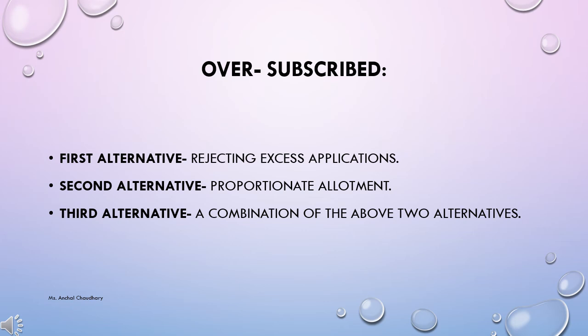Next is the third alternative. It's a combination of both the above alternatives, like some of the application money you are rejecting, for example out of 15,000, you reject the applications of 2,500, and the remaining 2,500 applications you adjust on the basis of their proportion.